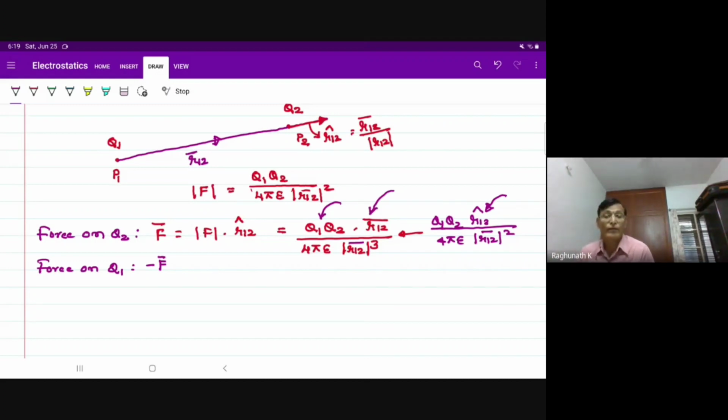R12 bar is taken. If Q1 and Q2 are both positive or negative, the product is positive, because of which it is repulsive force along R12 bar. If one is positive, another is negative, if you substitute them with their signs, the product is negative. Magnitude will remain the same. Minus of R12 bar is what? Exactly in the opposite direction to it.